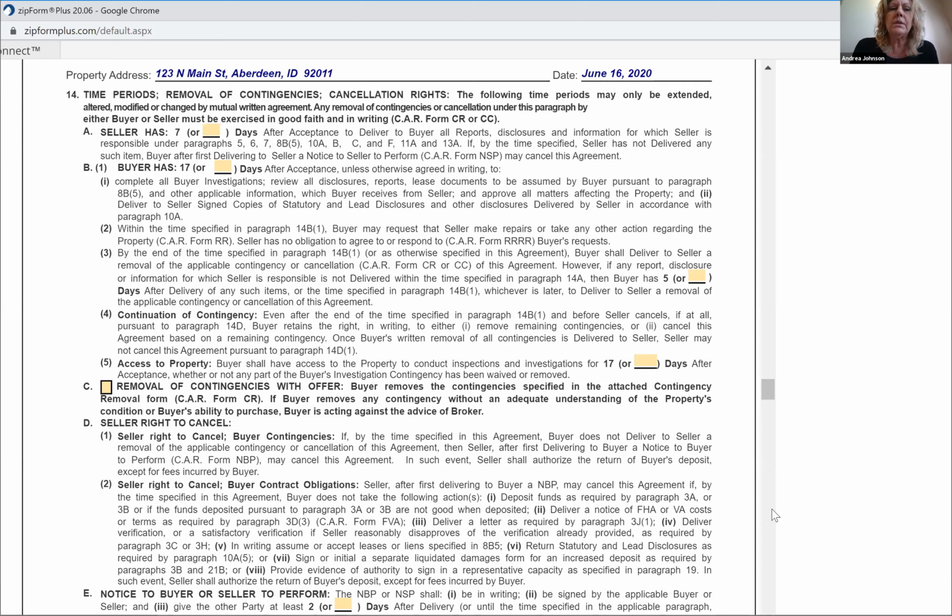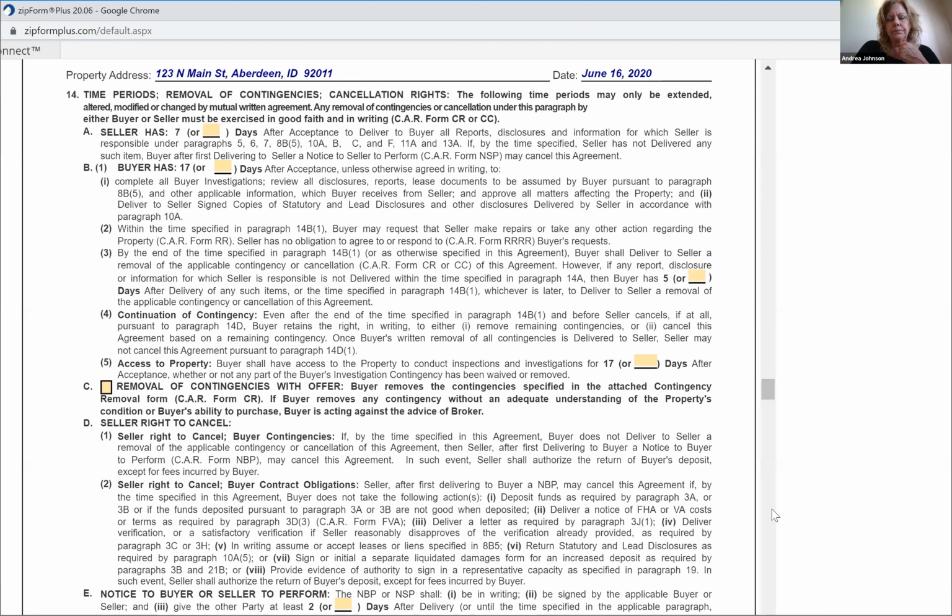So the time periods for removal of contingencies and cancellation rights. The following time periods may only be extended, altered, modified, or changed by mutual written agreement, and any removal of contingencies or cancellation under this paragraph by either buyer or seller must be exercised in good faith and in writing. And the contingency removal, you're going to use CAR form CR. If it's cancellation, it's CAR form CC.